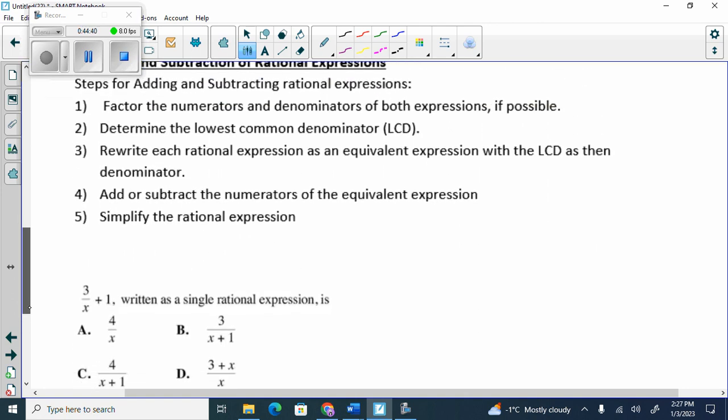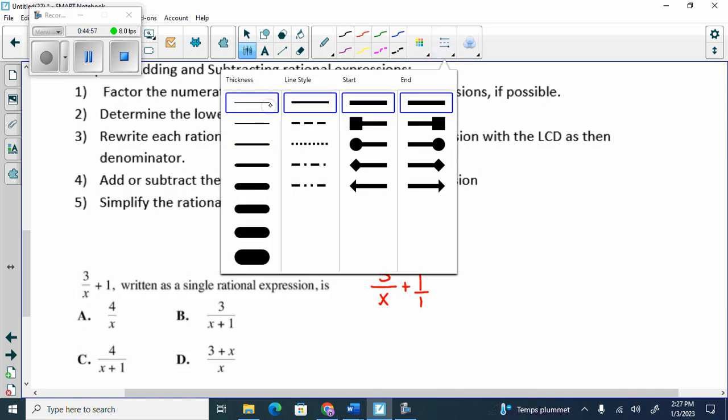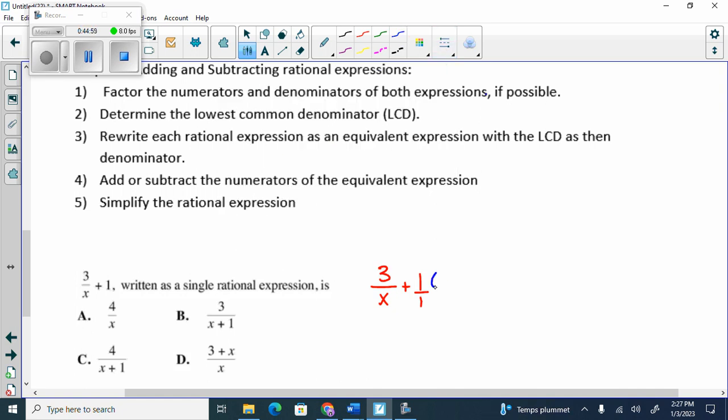So here we have 3 over x plus 1, and it'd be 1 over 1 if we want. Written as a single rational expression, so they want you to put it together by addition. The only way we can put it together is a common denominator. Monomial denominators we can make be the same. So we multiply by x and by x. So I'm going to get 3 over x plus x over x, which is (3 plus x) all over x, which is D.